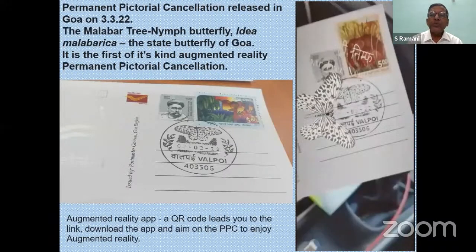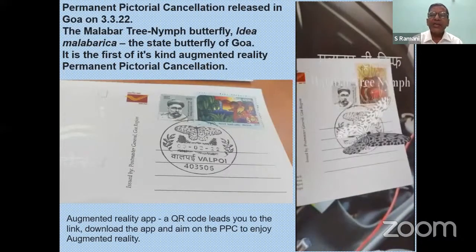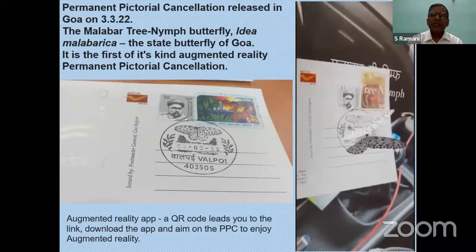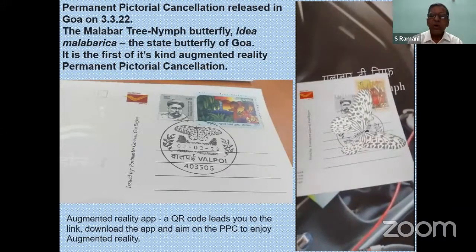So it's a beautiful way to try and tell you how the butterfly actually flaps its wings. So this is a very, very beautiful example of how technology has been used to produce some very beautiful philatelic material.